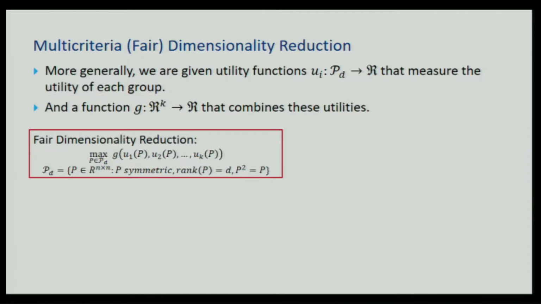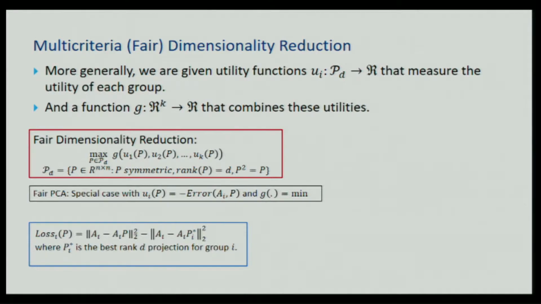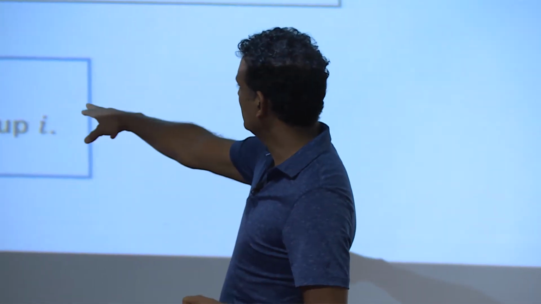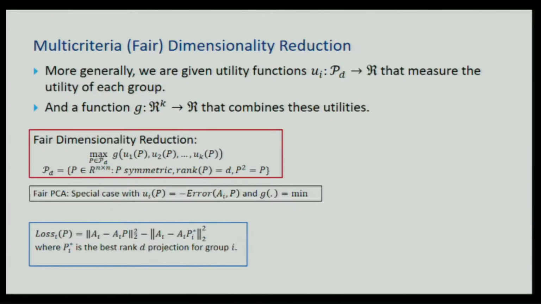In our case, it was min, right? It was the min function, minimize the maximum error. But it could have been something else like the product or whatever function. And this is the general problem. You have these multi-criteria and an objective on top of those, and you want to find a single projection that works. So again, in the case of minimizing the loss, this is the optimum error for each group. This is what you would get if you use the common projection P, and this is the loss for the ith group. You want to minimize the maximum of these losses.